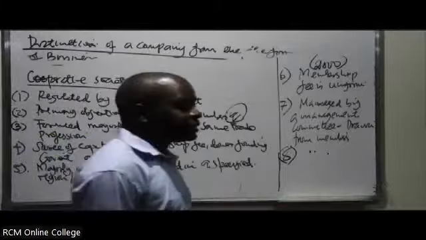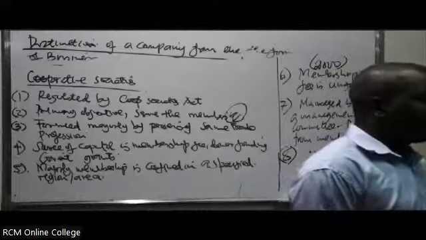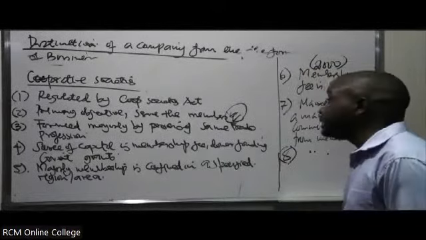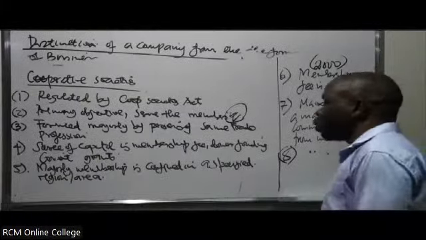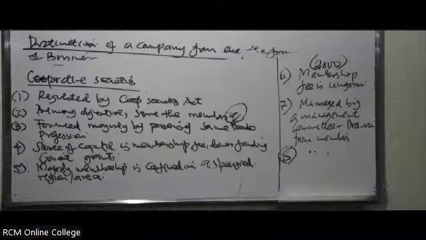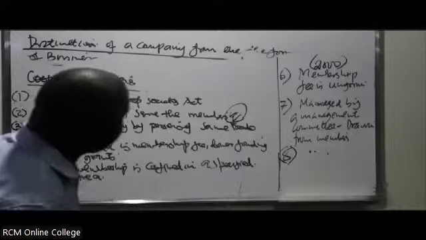This one hasn't been tested for over the last 10 years. So I don't know whether they'll surprise us and test this particular sitting, but it is in the syllabus. It is in the syllabus, but it hasn't been tested for a very long time. Cooperative societies and a company, the comparison. Rarely have they tested it. But you have to take note of that. So that's the end of that particular area.